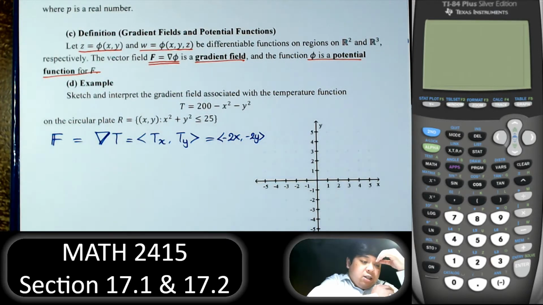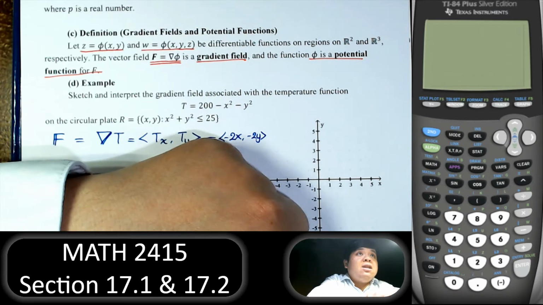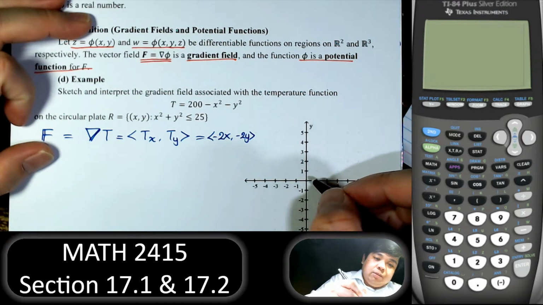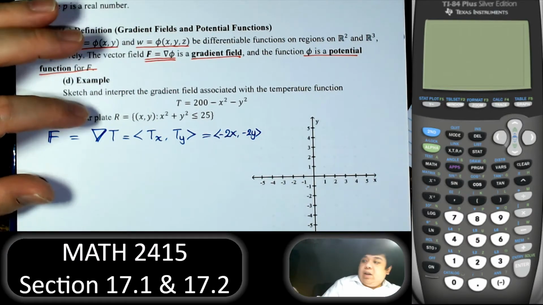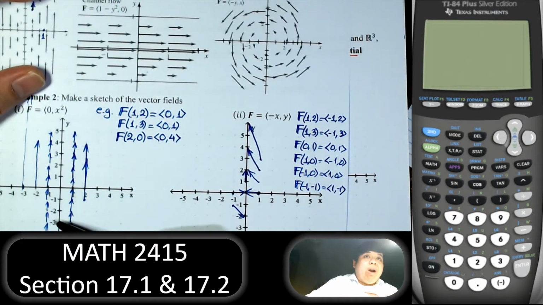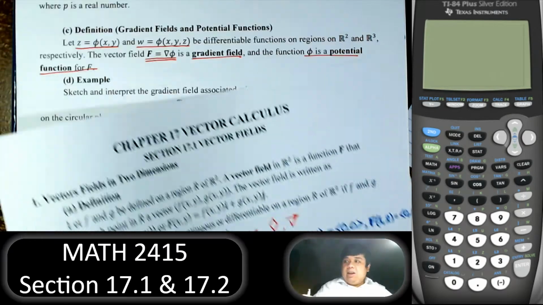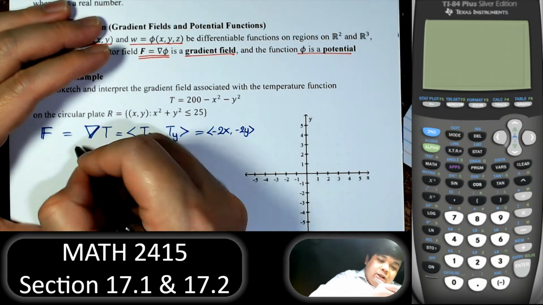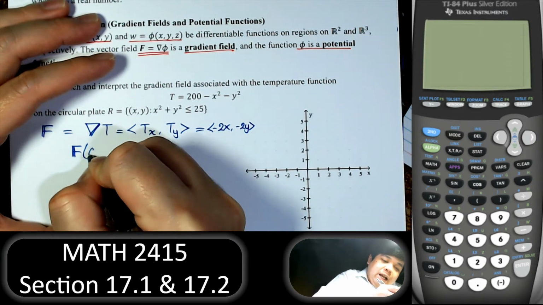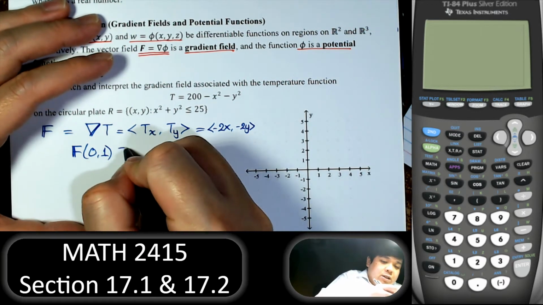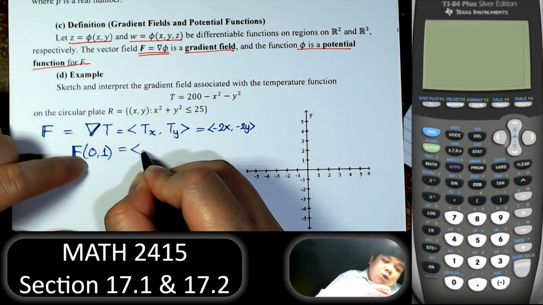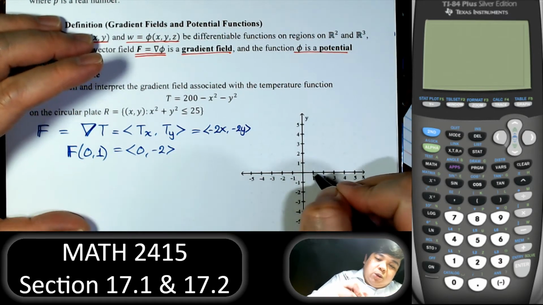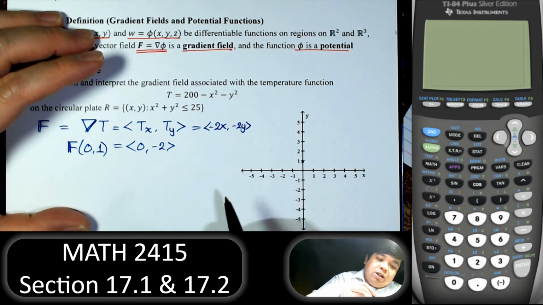And draw this on the circular plate. Let's plot a few points. How about 1 and 1? By the way, if we graph like this, it will be very crowded, so we scale the vectors back a bit smaller. For example, how about 0 and 1? According to this, we have negative 2 times x, which is 0, and negative 2 times 1 is negative 2. So at the point x equal to 0, y equal to 1, the vector is (0, negative 2).